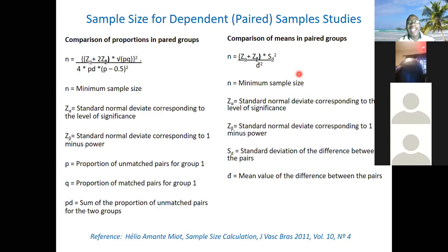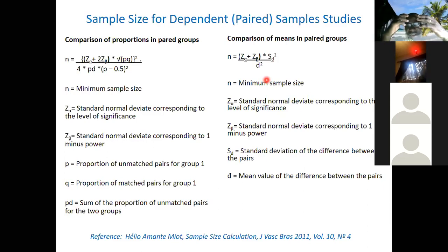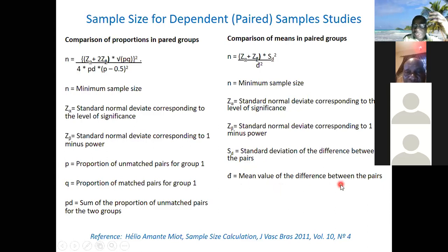I think it's very clear. Once you get that concept right, it's the simplest. You just treat it as the mean value of the difference between the two observations.